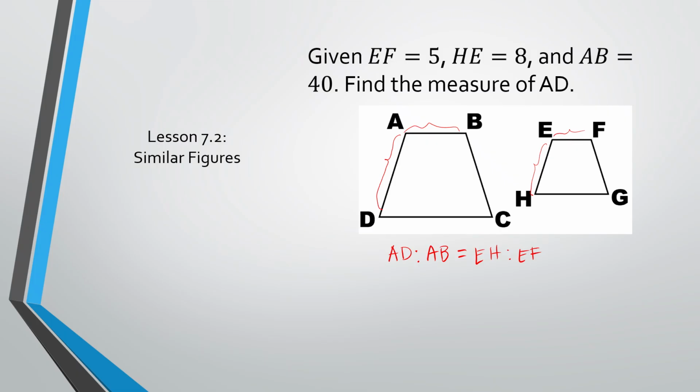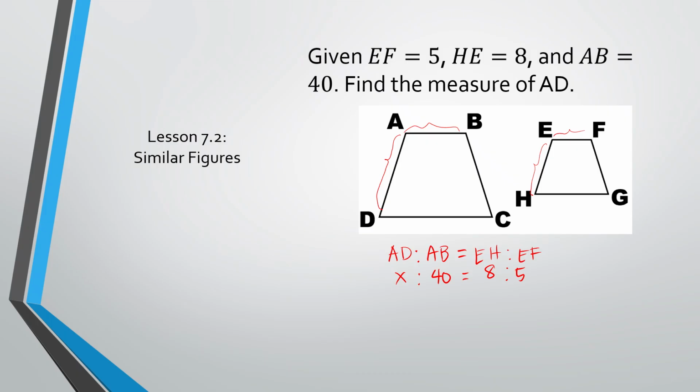Okay. Now, what is AD? We don't know the value of AD, so let's represent this as x. Is to, what is the value of AB? AB is 40, equals, what is the value of EH? The value of EH or HE is 8, is to the value of EF, which is 5.